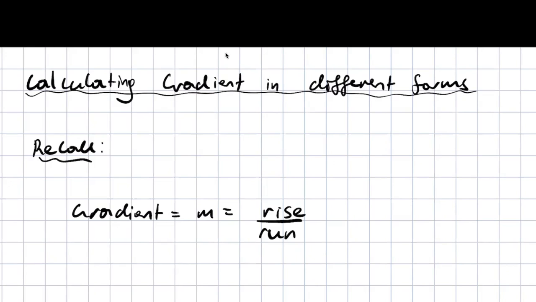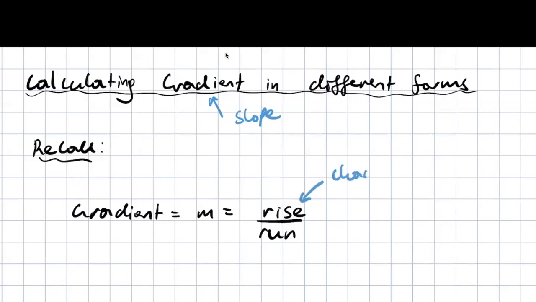Okay, so just as a bit of a recap, we want to make sure that we understand what the gradient actually is. It measures the slope of a line, basically how steep it is. Now, with the gradient, we've all seen the formula, rise over run. We really want to understand what this means.